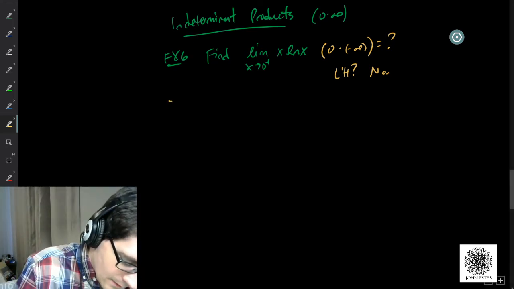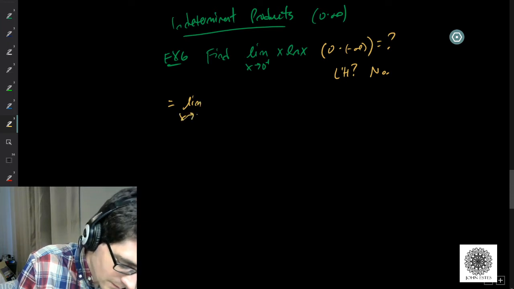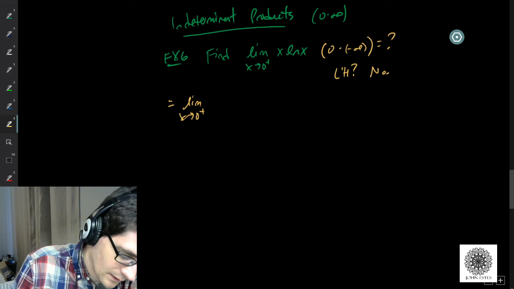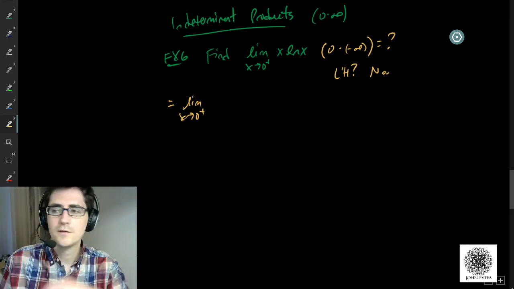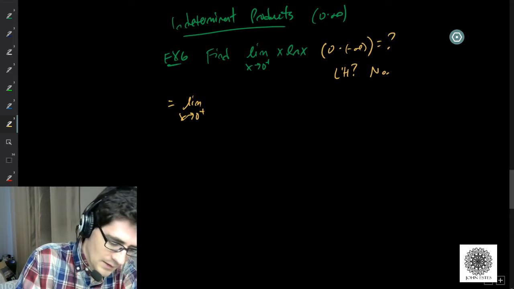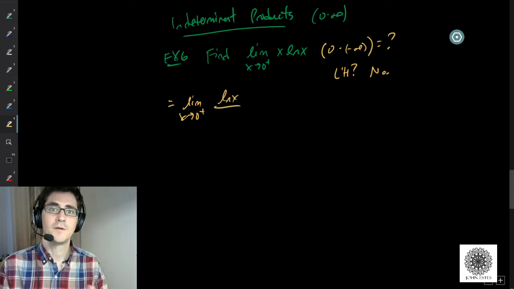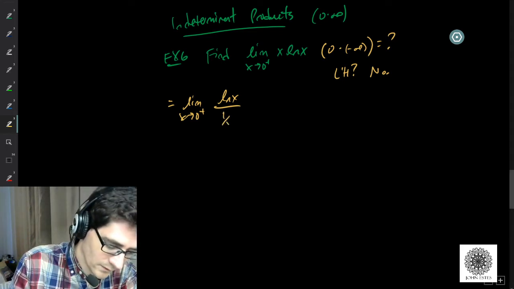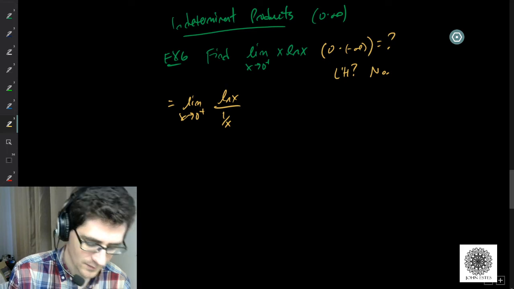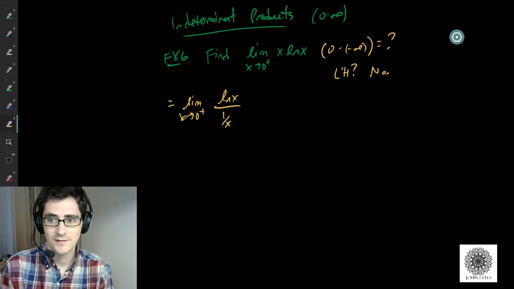Well, let's do some manipulation here. Let x approach 0 from the right. Watch this. Instead of saying x, I'm going to use the fact that dividing by x is the same as multiplying by its reciprocal. So I'm going to have ln x over 1 over x, like that, okay? And that is the same thing as x ln x. Dividing by 1 over x is the same as multiplying by x.